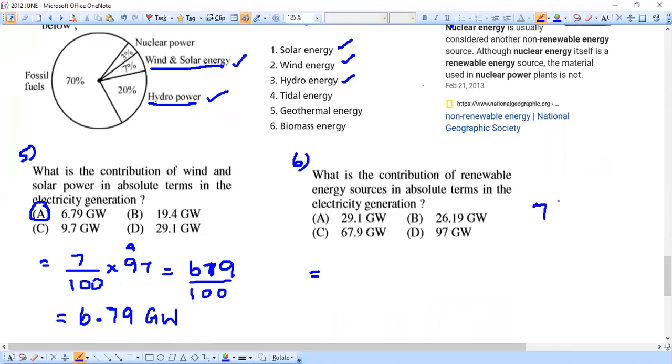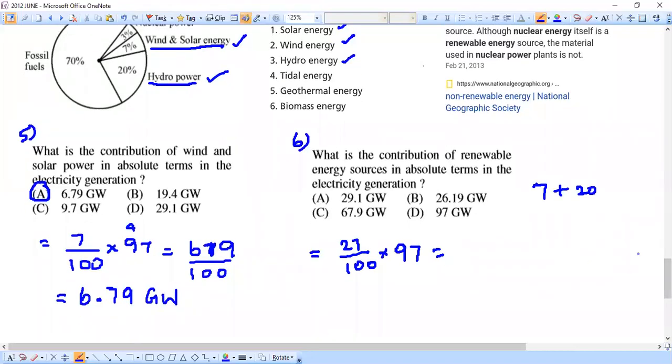So that means 7% plus 20%, totally 27% is what we have to calculate. So 27 by 100 into the same total, which is 97. This is what we are supposed to calculate. When we complete this calculation, we'll be able to get the answer. As usual, let us multiply 27 into 97. Let me take this space to work the problem, using the 2 cross 2 method for this multiplication.